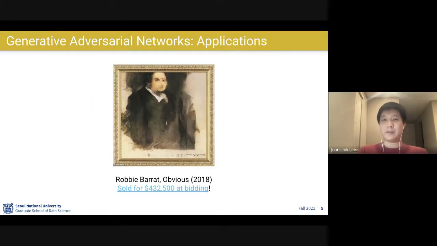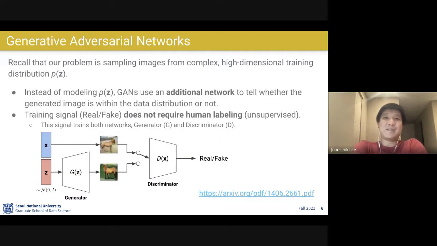This is another example where a GAN algorithm generated this image, and the developer of this model actually sold this image at an online auction, and it sold for $432,000, or in Korean it's like 5억 won. Wow, you just develop some GAN algorithm and you earn this money. Isn't it cool? So yeah, that is a good motivation for you to study GANs.